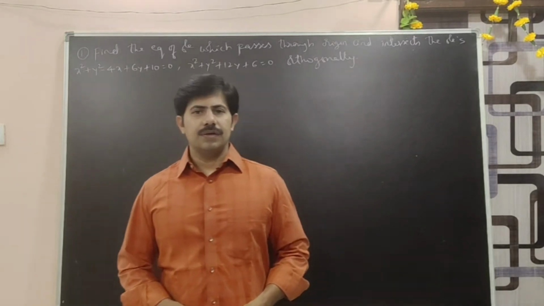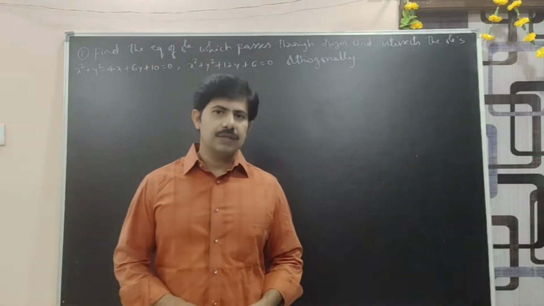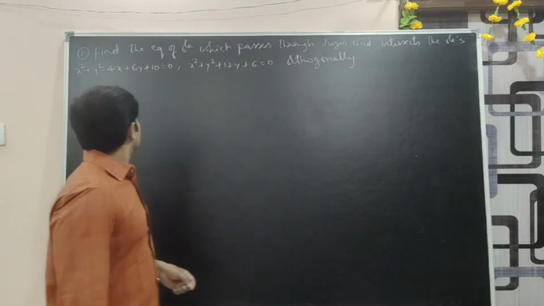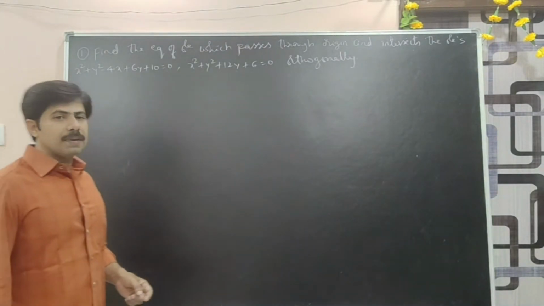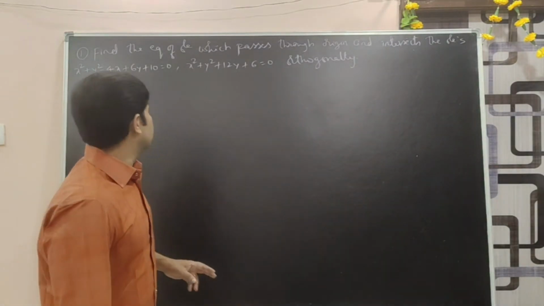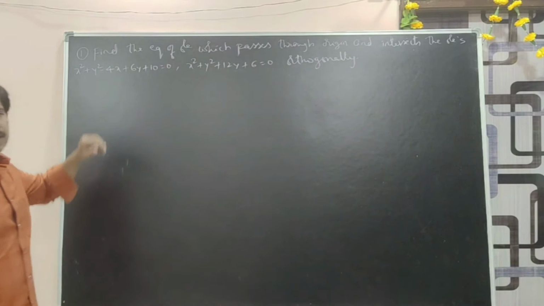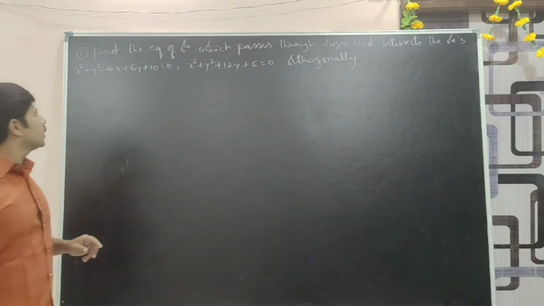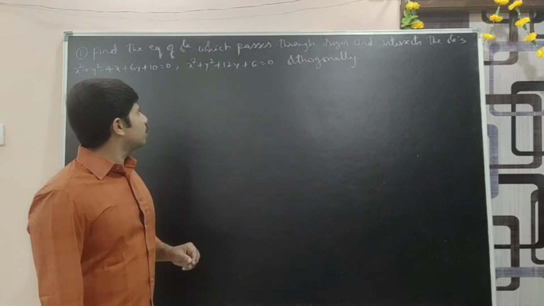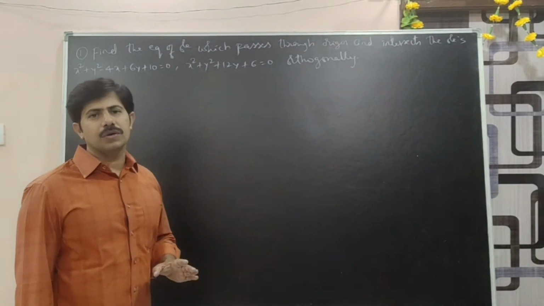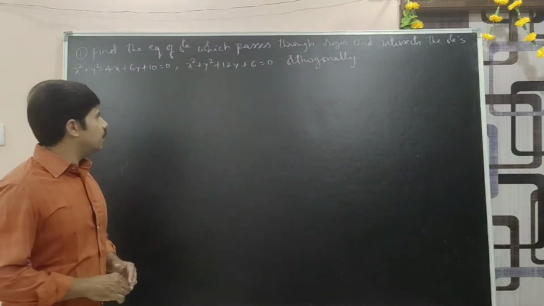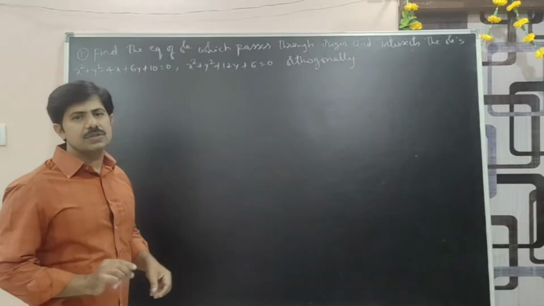Class, we are doing the problems on system of circles, so we'll continue that class. First problem: find the equation of the circle which passes through the origin and intersects the circles x square plus y square minus 4x plus 6y plus 10 is equal to 0 and x square plus y square plus 12y plus 6 is equal to 0 orthogonally. So we have to find an equation of a circle which intersects the two circles orthogonally.